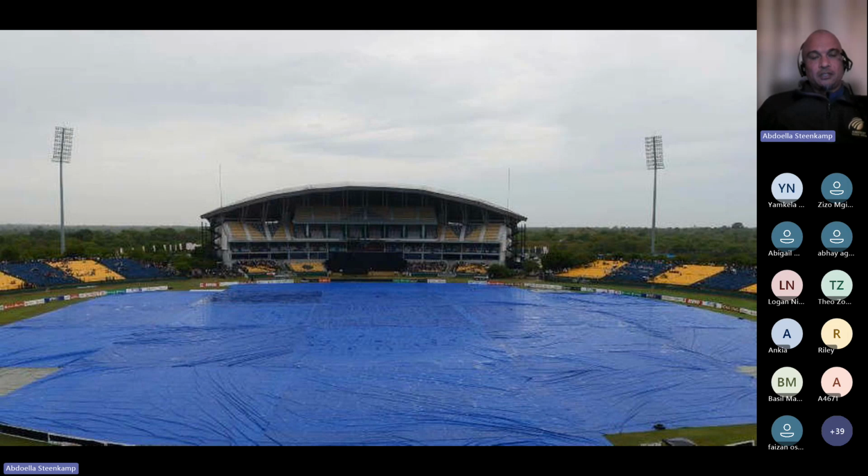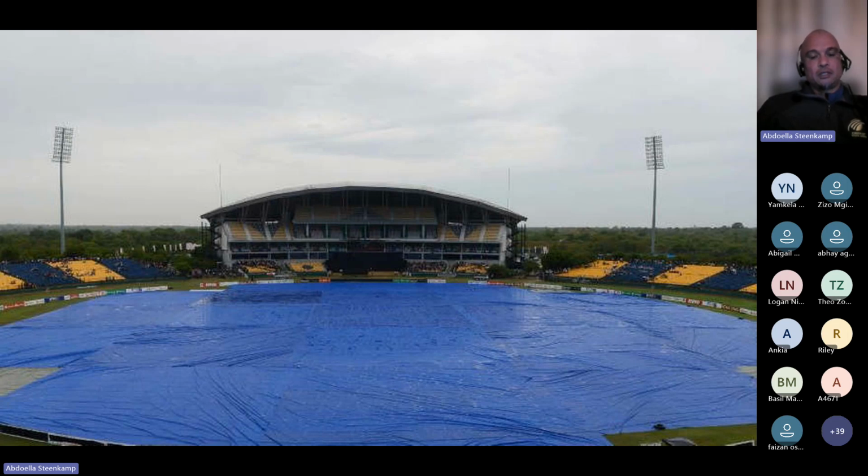You'll find different grounds using different methods. This is one of the test venues in Sri Lanka. And you can see they cover the whole field, not just the pitch, not just the square, but the whole field, including the outfield. The playing conditions allow for this.